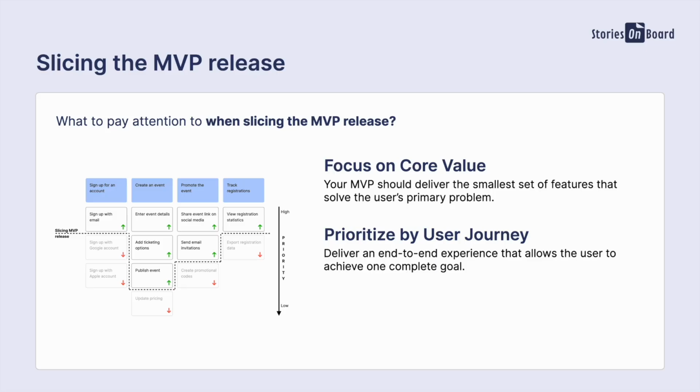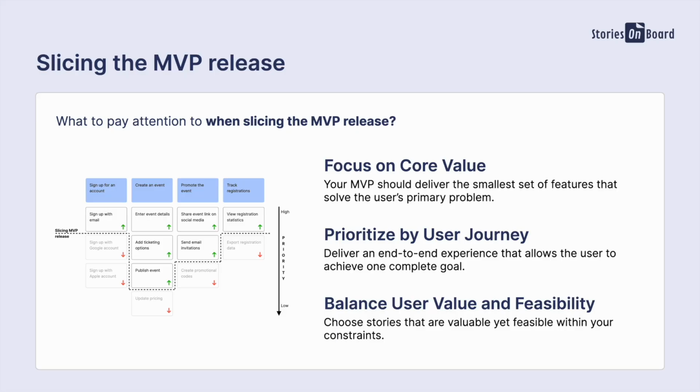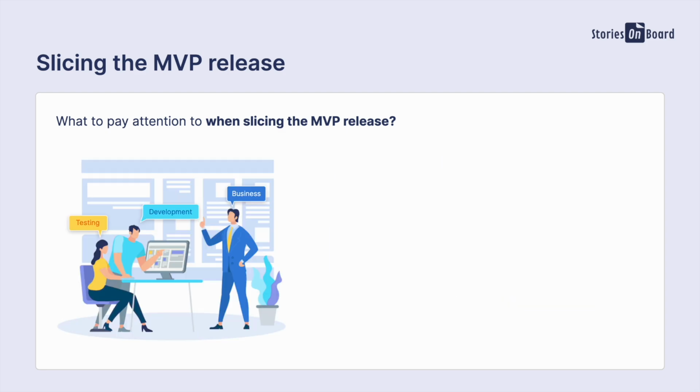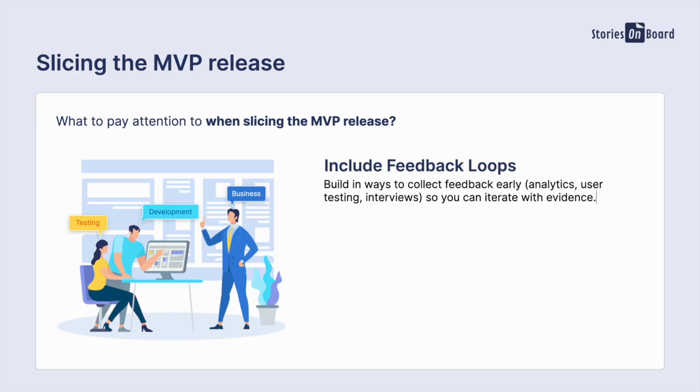And keep in mind to balance user value and feasibility. Choose stories that are valuable yet feasible within your constraints. Avoid complex integrations or nice-to-haves that don't directly validate your product hypothesis. It is also important that you include feedback loops. An MVP is not just about delivering fast, it's about learning fast. Build in ways to collect feedback early, so you can iterate with evidence.